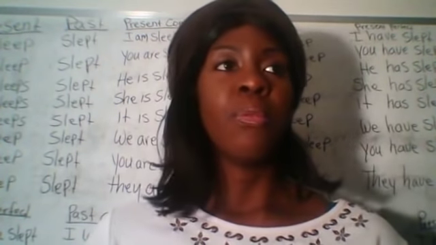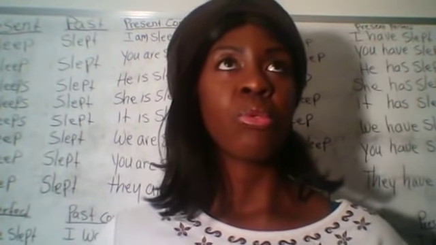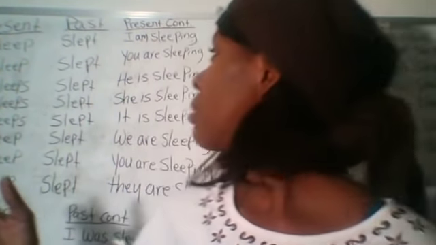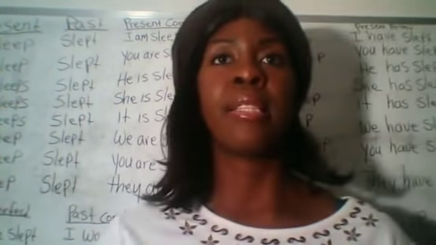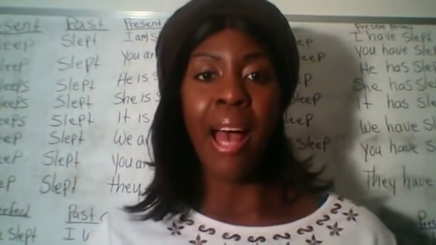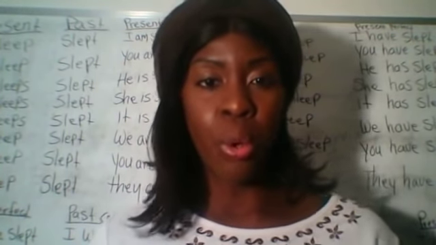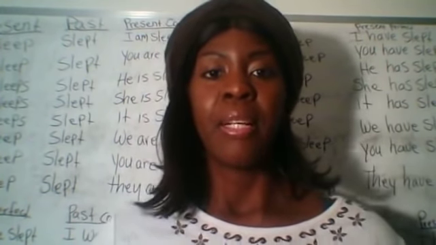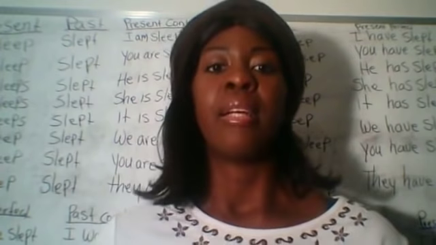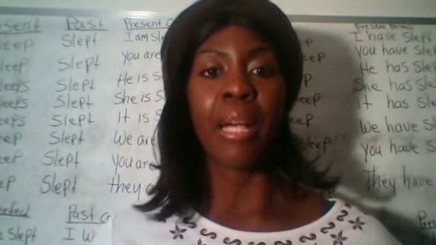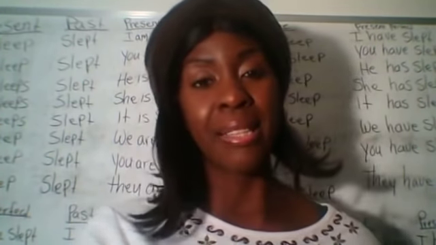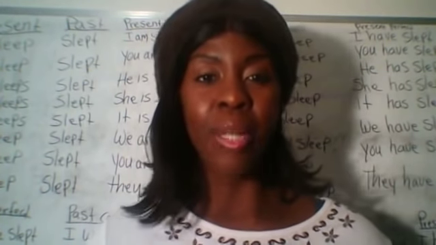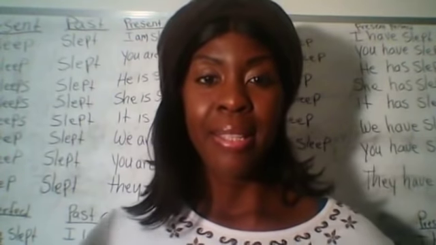Okay? Now, I think I forgot one more. If we're talking about future. Future perfect continuous. I will have been sleeping. You will have been sleeping. He will have been sleeping. She will have been sleeping. It will have been sleeping. We will have been sleeping. You will have been sleeping. And they will have been sleeping.